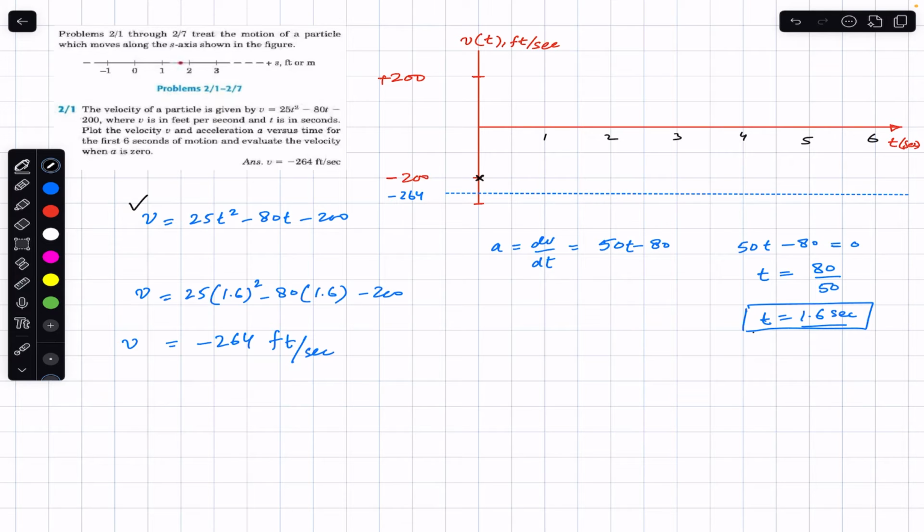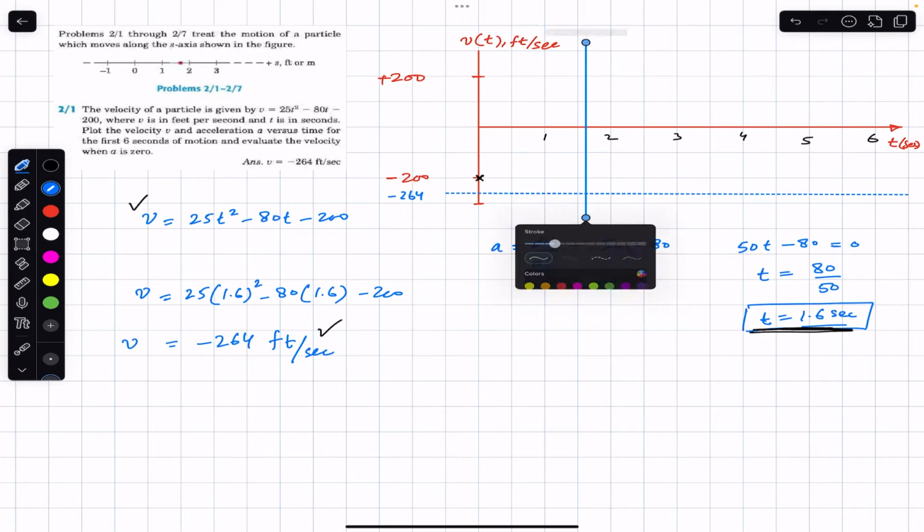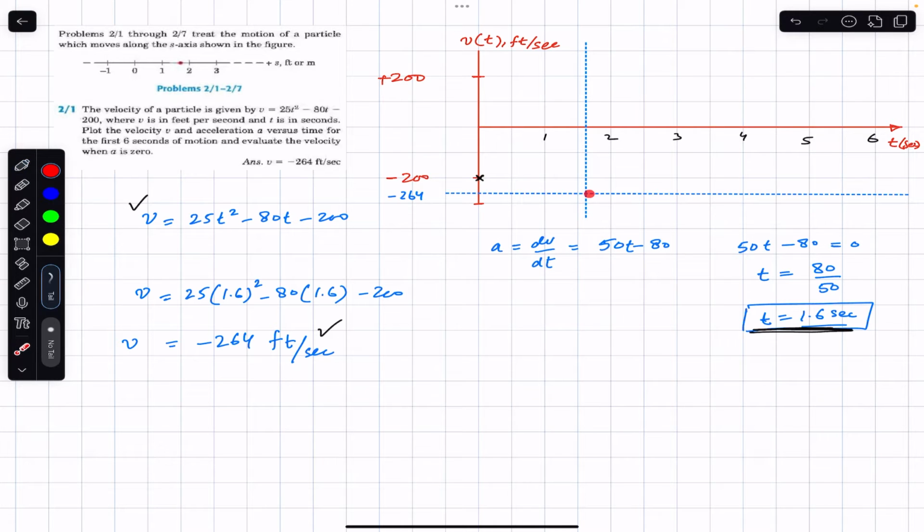And then at t equals 1.6, the velocity is minus 264. On the time axis, this is 0.5, this is 1, this is 1.5, so 1.6 will be somewhere here. So when t equals 1.6, the velocity is minus 264. This particular point has coordinates of 1.6 and minus 264. So this point lies on the velocity as a function of time as well.